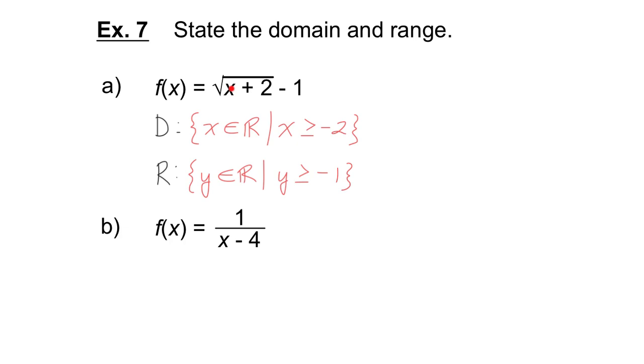But can x be less than that? Can it be negative 3? Well, no, because negative 3 plus 2 is negative 1, and I can't take the square root of negative 1, so that won't work. x must be negative 2 or greater than that to make this work. So x must be greater than or equal to negative 2. All right, now, what's the lowest this could go? 0. If this whole thing was equal to 0, subtract 1, your y value will be negative 1. That's the lowest it can be. So y has to be anything greater than or equal to negative 1.